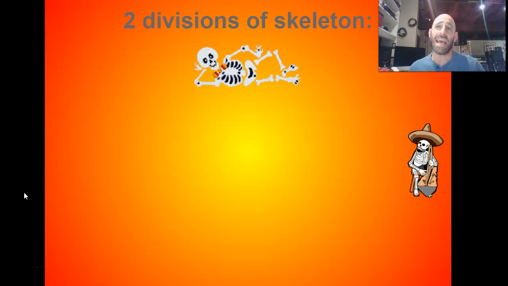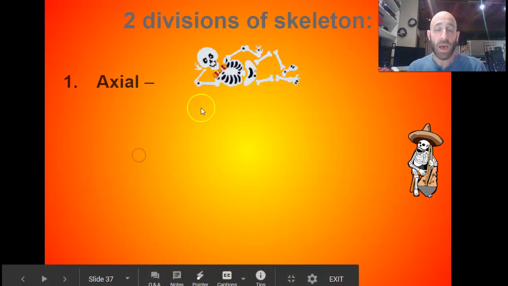The skeleton is actually divided into two separate divisions, and it's going to be what we call the axial and the appendicular skeleton. And the way you can remember that is relatively simple. Axis means central, right? So for example, the Earth's axis is right down the middle of the Earth. Appendicular refers to appendages. So let's go through those real quick now.